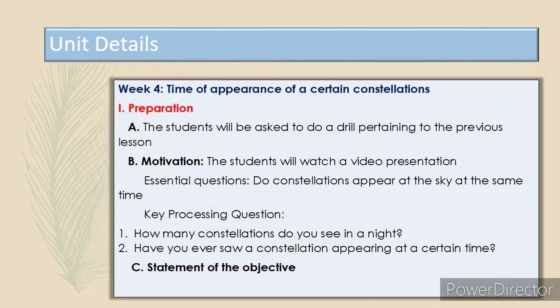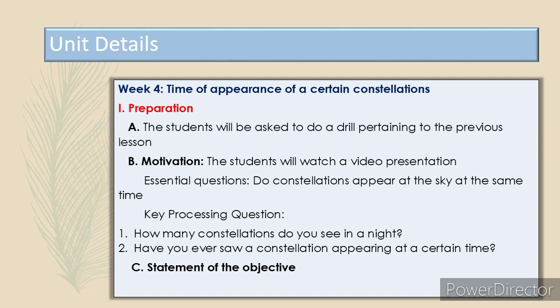Next, week 4, time of appearance of certain constellations. The students will be asked to do a drill pertaining to the previous lesson. Then for motivation, the students will watch a video presentation with the essential question: do constellations appear in the sky at the same time? The processing questions: how many constellations do you see in a night? Have you ever seen a constellation appearing at a certain time?